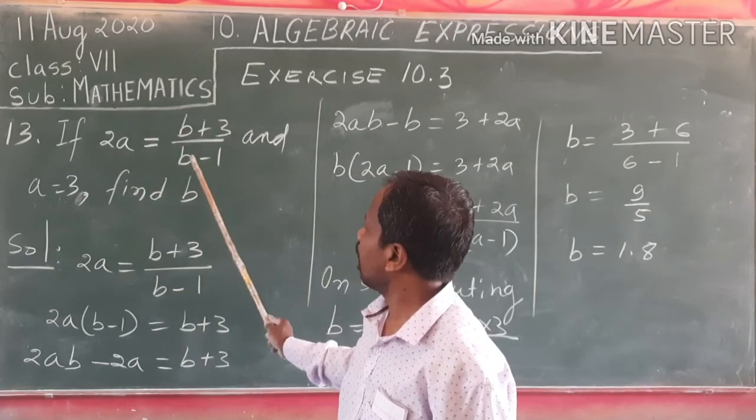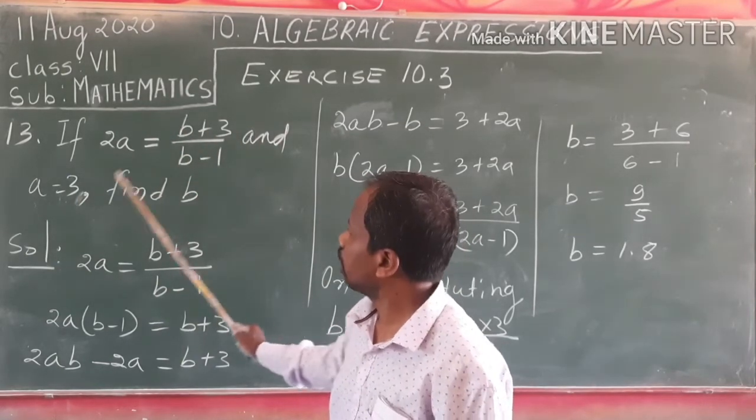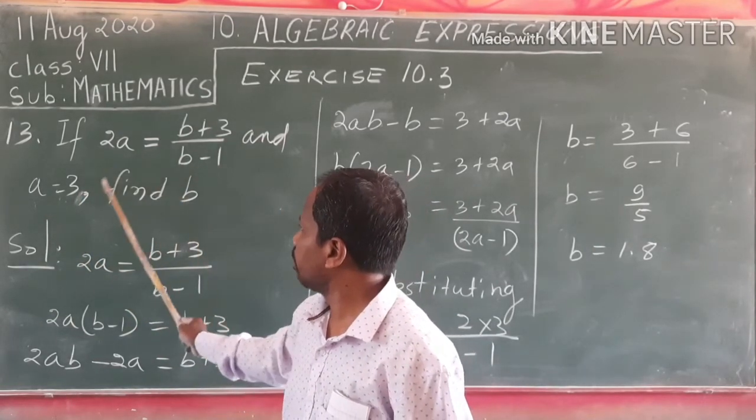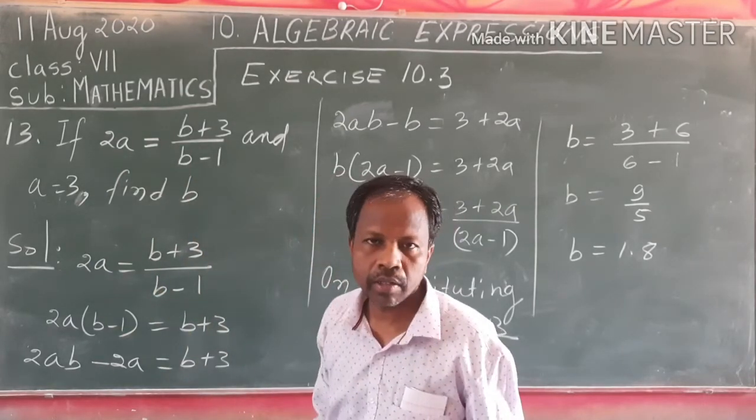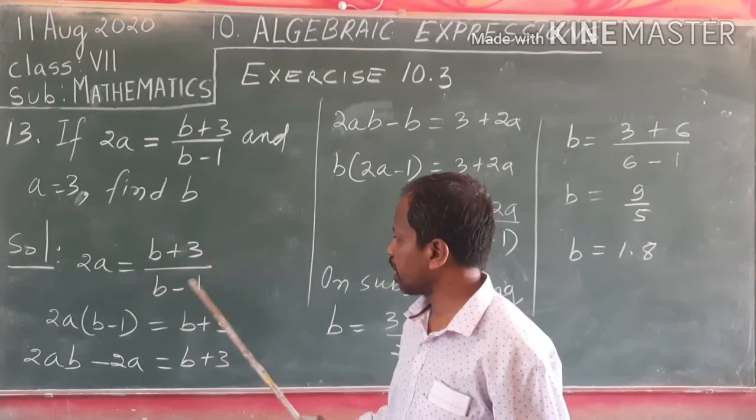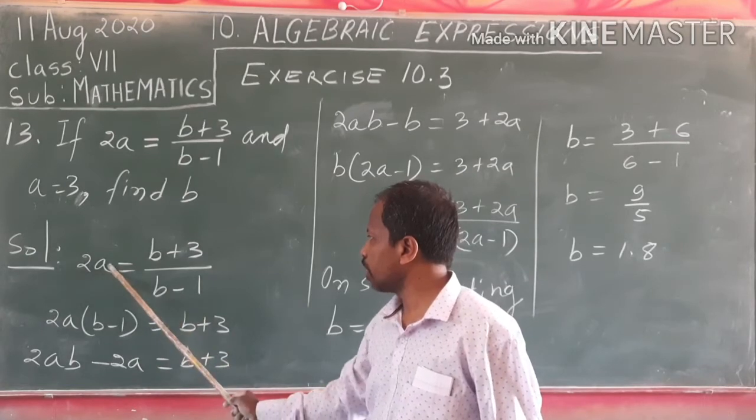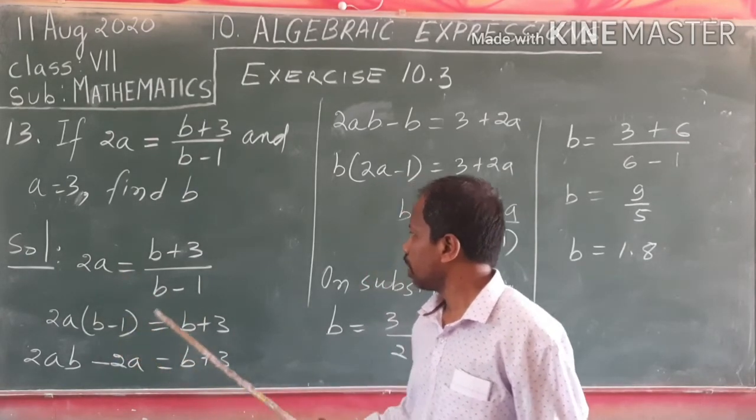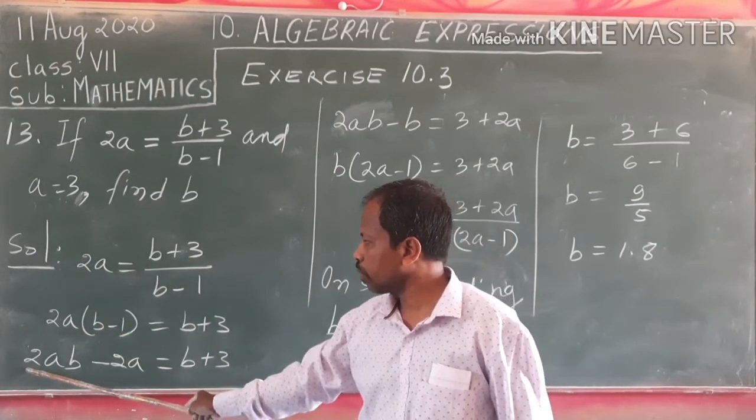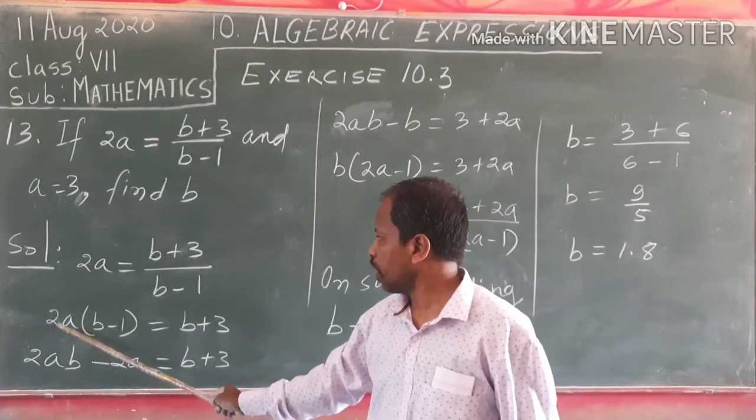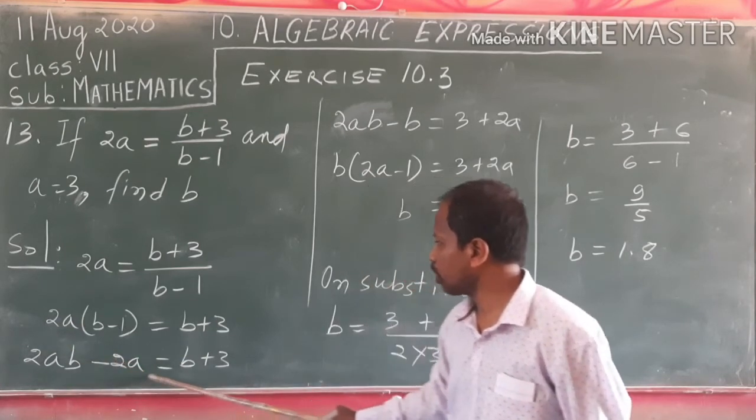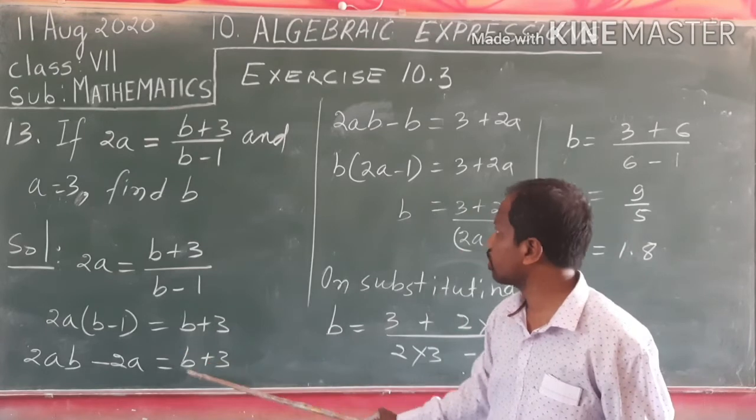Coming to the last question of this chapter and exercise, 13th question, which says, if 2a is equal to b plus 3 upon b minus 1 and value of a is 3, find b. So we will make b the subject. Now the solution: 2a is equal to b plus 3 upon b minus 1. Now I am taking this one this side, writing the bracket and leaving this one alone. On multiplying 2a by b, we get 2ab. And multiplying 2a by minus 1, we get what? Minus 2a.